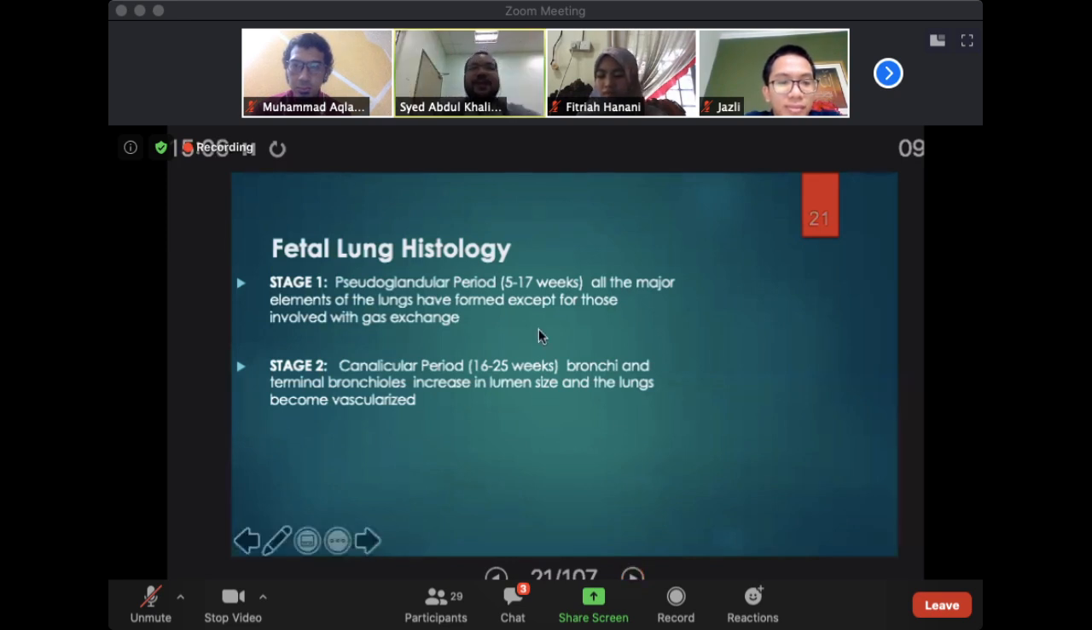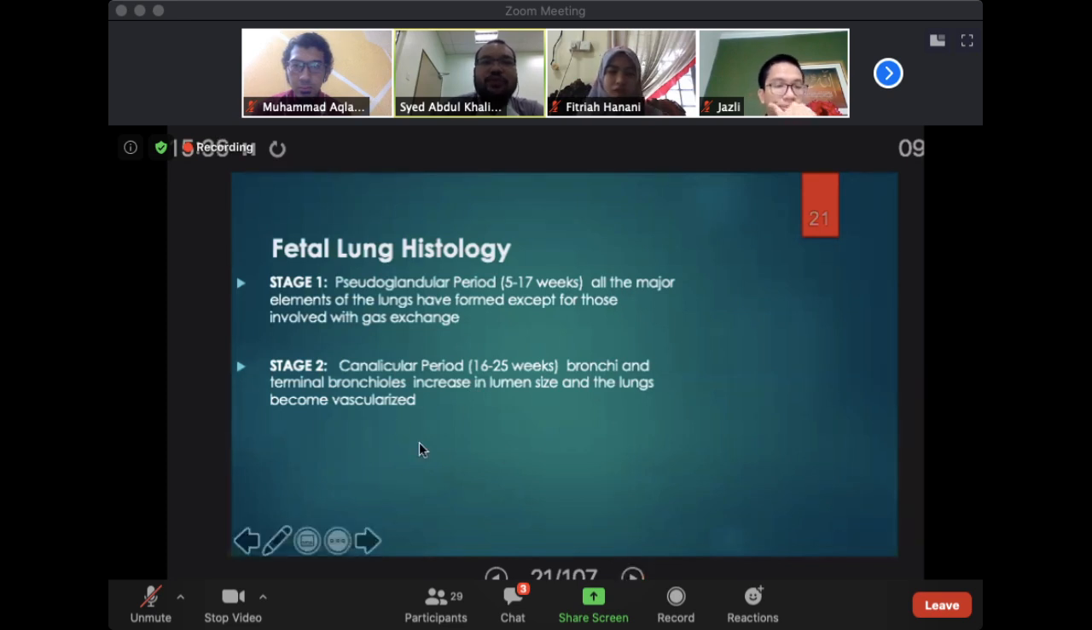Okay, fetal lung histology. Stage 1, at 5 to 17 weeks, is the pseudoglandular period where all the major elements of the lungs have formed, except for those involved in gaseous exchange. So only after 17 weeks do we have the development of the lung cells where gaseous exchange occurs. Stage 2, the canalicular period between 16 to 25 weeks, where bronchi and terminal bronchioles increase in lumen size and the lung becomes vascularized.